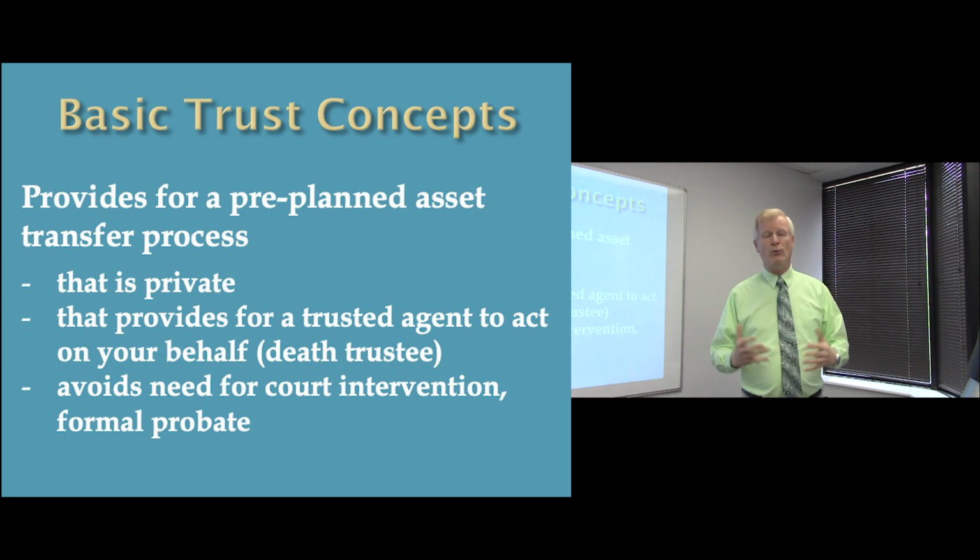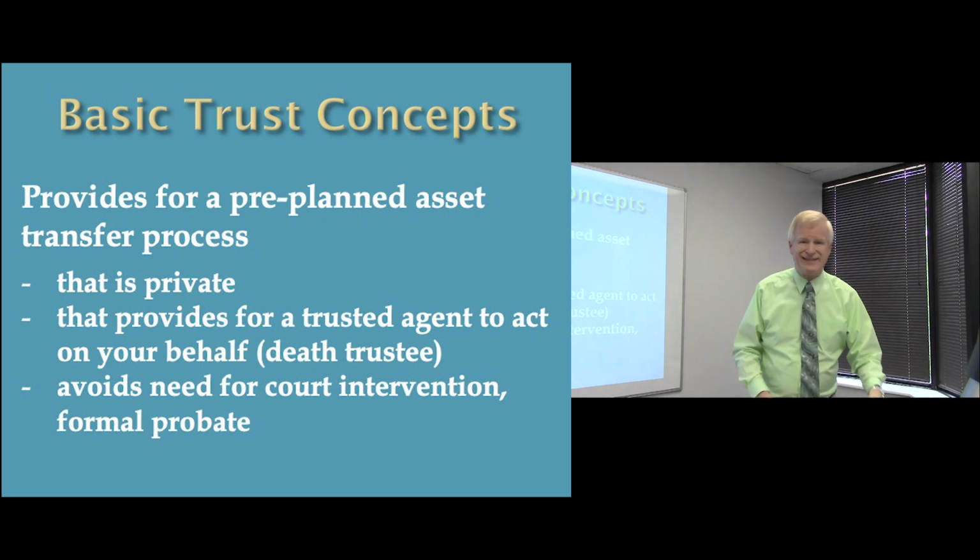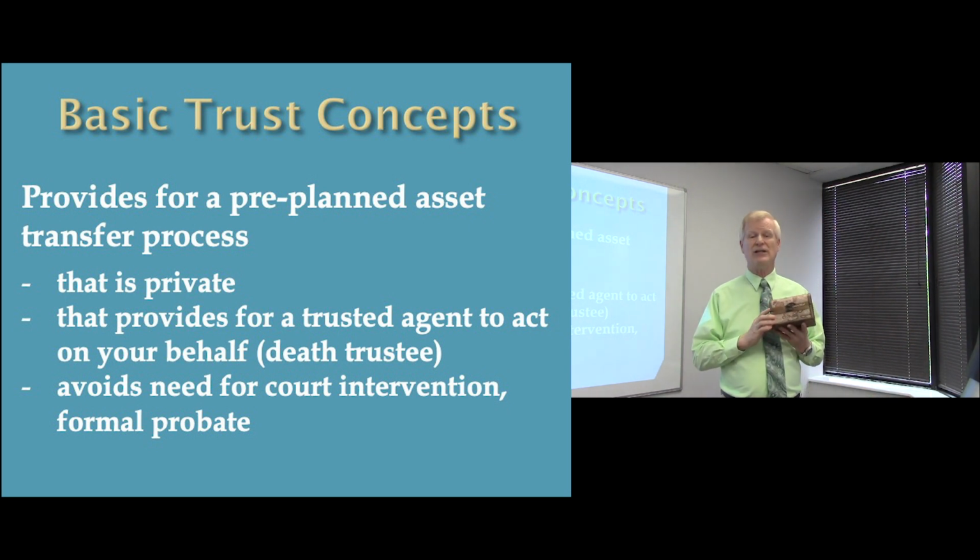By doing that, we again avoid court intervention. We don't have to go through probate. If everything is in the trust, if everything is in the treasure box, then we, for probate purposes, do not own the assets. Things that are probated, at least in Virginia, are anything that is in our own name.